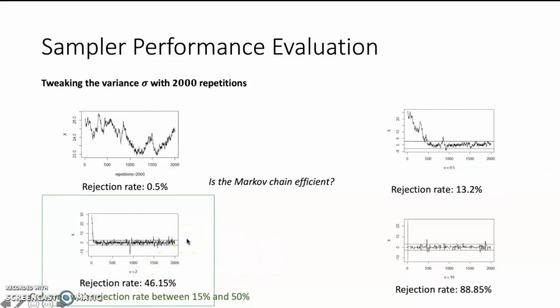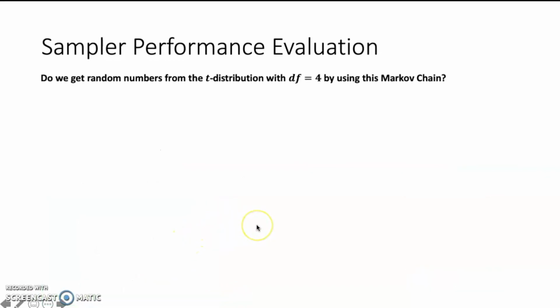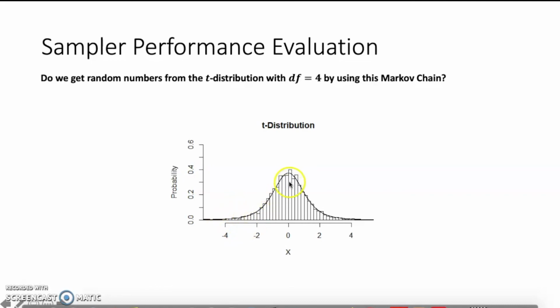However, we got the third one, but we don't know if the algorithm really did its job. Do we get random numbers from the t-distribution with df equal to 4 by using this Markov chain? So we plot a t-distribution histogram. The histogram is the simulation from our algorithm, and the line is an ideal t-distribution curve. They really match, so we did a good job.